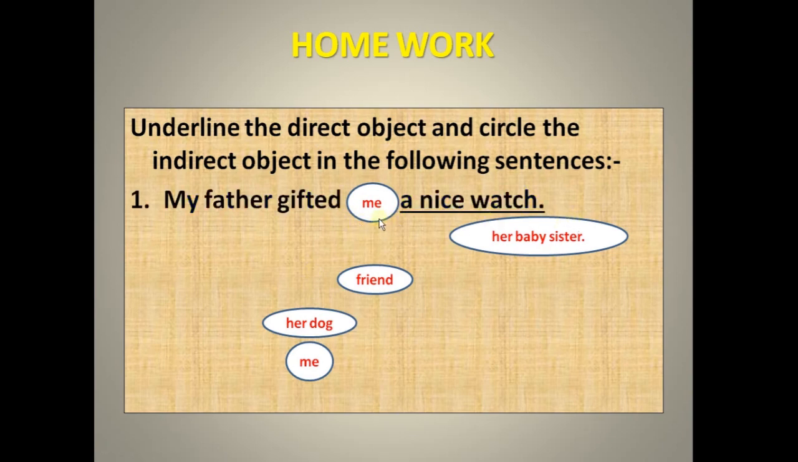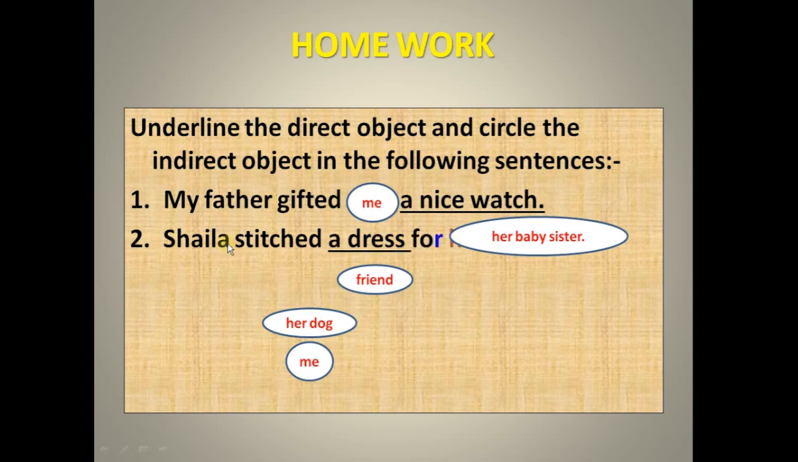Now you can see here, me. My father gifted whom? That is me. So me is your indirect object. And what did he gift? That is a nice watch. So that's why me is our indirect object and a nice watch is our direct object.